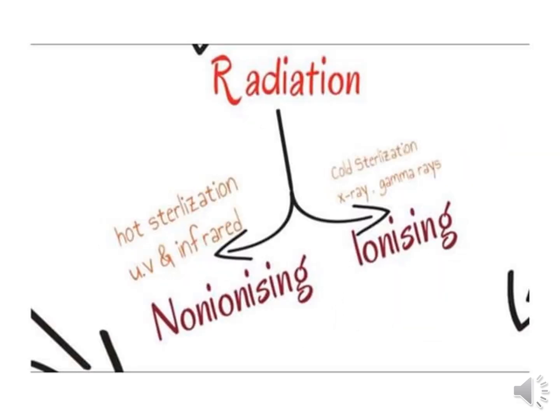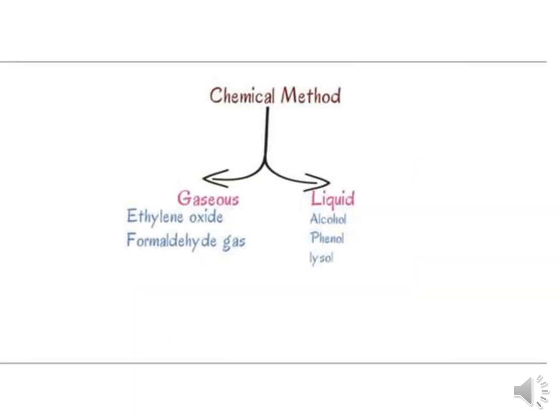Coming to radiation, there are 2 types, non-ionizing radiation and ionizing radiation. In non-ionizing radiation, hot sterilization and UV infrared methods are used, whereas in the ionizing method, cold sterilization and X-rays are used. The next method we are going to see is the chemical method. We have gaseous chemicals and liquid chemicals. In the gaseous chemicals, ethylene oxide and formaldehyde gas are used widely in laboratories, whereas for liquid sterilization we are using alcohol, phenol and lysol. So overall, these are the two methods mainly used for sterilization.